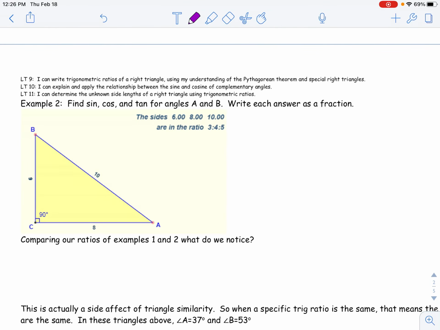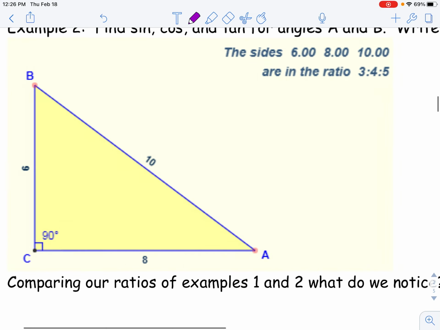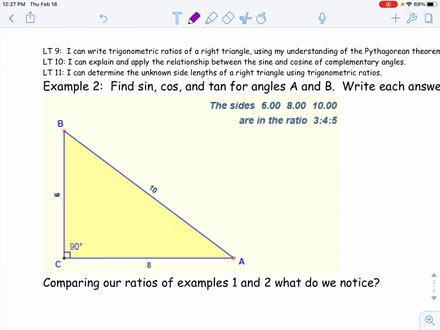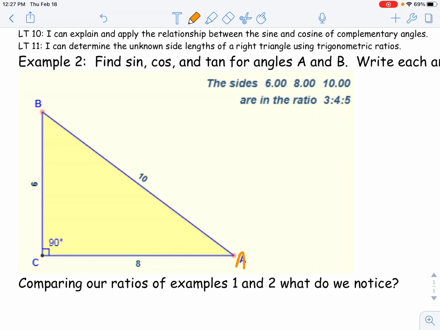Okay, so now we're at example 2 and we're doing the same thing as we did in example 1 above. Just this triangle has different side lengths. All right, so maybe you want to try this on your own, or maybe you just want to stay tuned and listen. But first, let's just do angle A again. And again, the hypotenuse is always opposite the right angle. In this case right here, adjacent is 8 and opposite is 6.